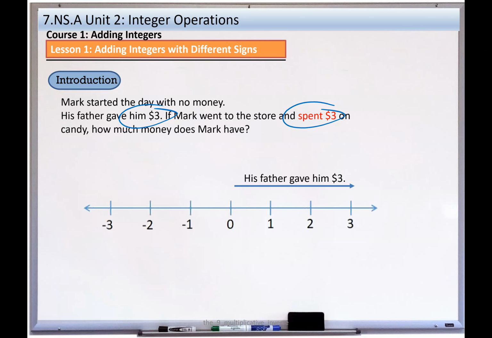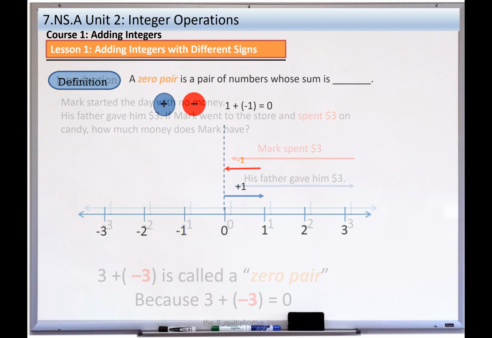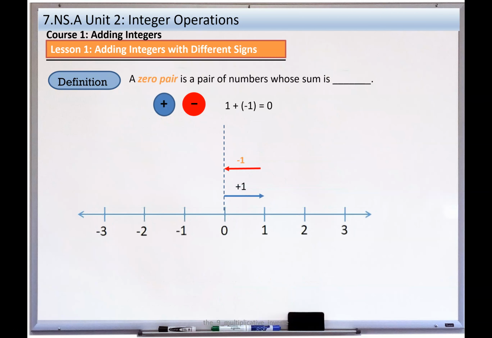So his father gave him $3. He spent the $3. That means Mark doesn't have any money. 3 plus negative 3, so we call it a zero pair because the sum of 3 and negative 3 is equal to 0. So a zero pair is a pair of numbers whose sum is 0.